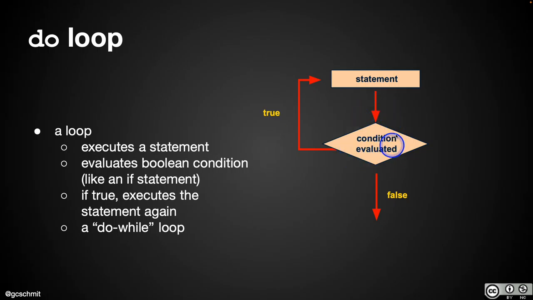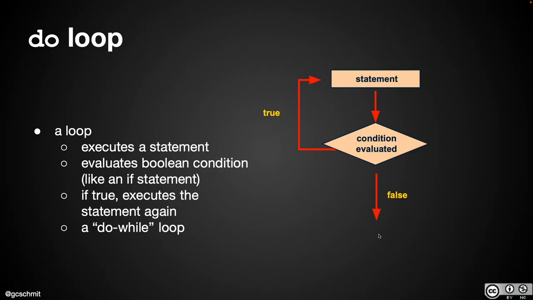After the body has executed, then we evaluate the condition. If that condition evaluates to true, we go back and we run the body again, and so on and so forth until the condition evaluates to false, and we continue with whatever code is after the do loop. The syntax for this involves the do keyword, probably not a big surprise. It also involves the while keyword, and so I often refer to this as a do while loop because it reminds me not to forget the while part, okay?